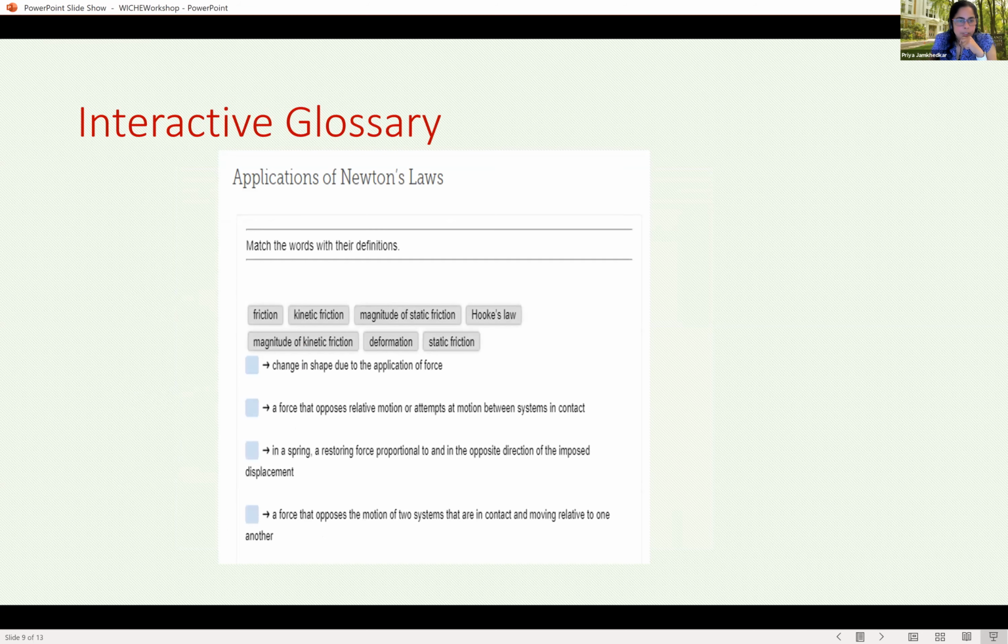Then we also put in this feature called an interactive glossary, which is just like a regular glossary from a textbook, but we made it like a game where they drag and drop the definitions to the concept. It's just something fun, but it also helps them to define concepts precisely in mathematical format.